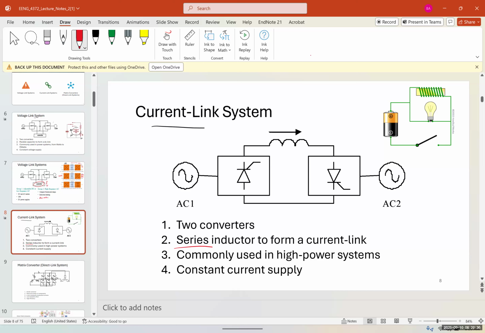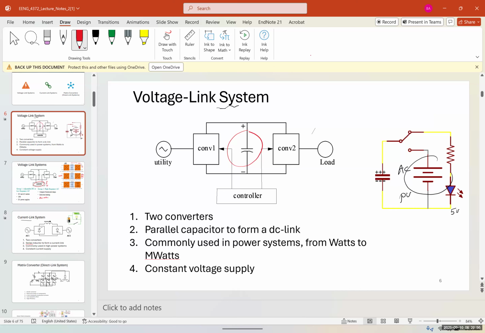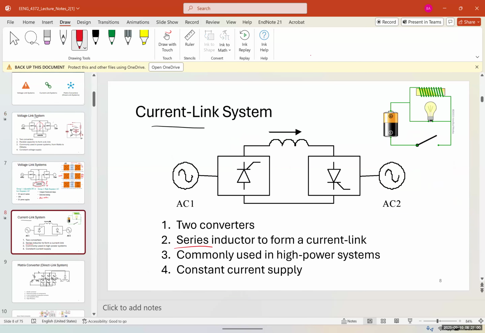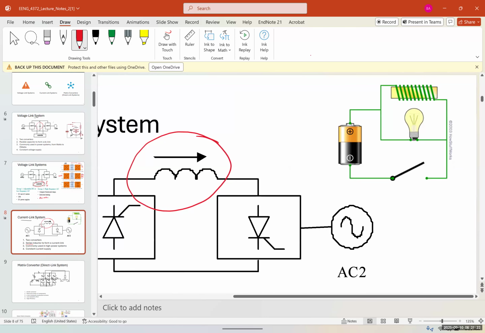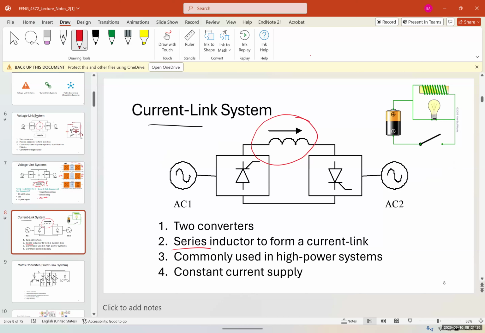So in the previous one, we saw that the capacitor acted like a filter between the input and output. In the current system, we have the inductor. So a series inductor to form a current link to link both. They are commonly used in a high power system. They're used for constant current supply. And we have an example here of how we do that. Yeah, this is an example of an AC to AC link.